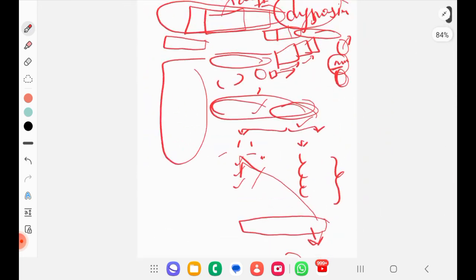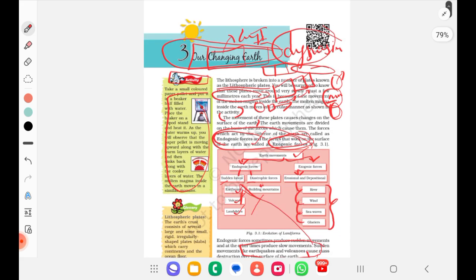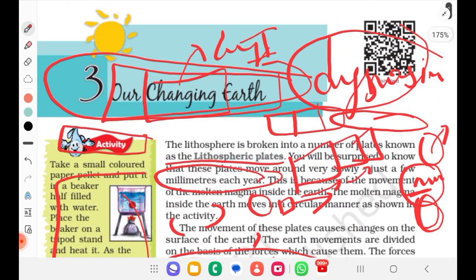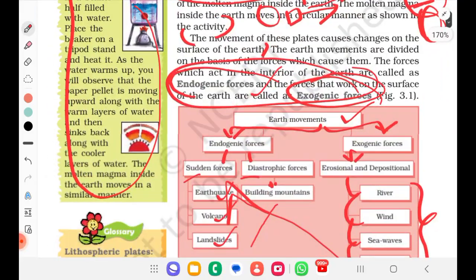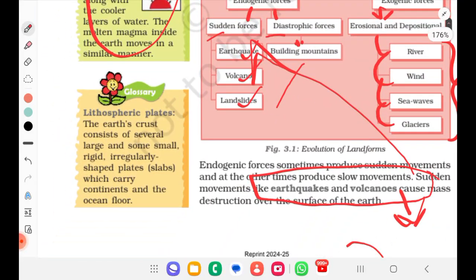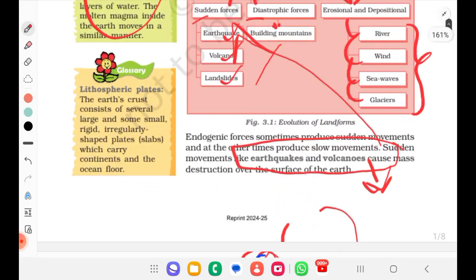We learnt about two factors, endogenic and exogenic, the sudden processes and the exogenic processes. We didn't learn about the slow process, that is diastrophic forces. So we'll see it in a later chapter. This is all for today. There are some small points we didn't cover. We'll just have a look. If anything is important, I'll let you know.